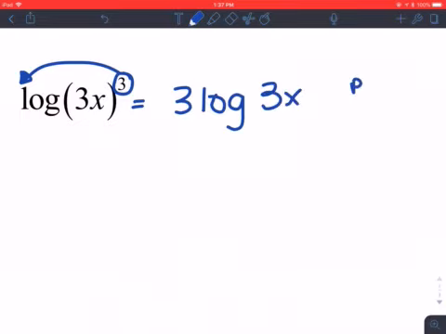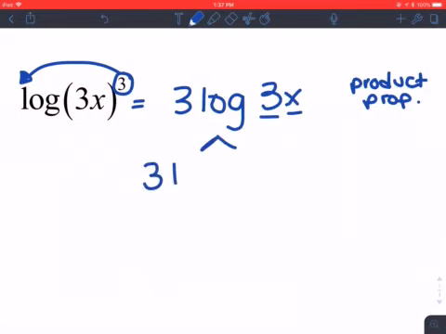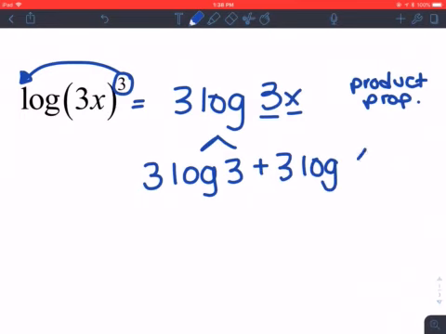Then I would use my product property to expand this into 2 separate logs. When I expand, I have to keep the 3 out in front. So 3 log of 3 plus 3 log of x.